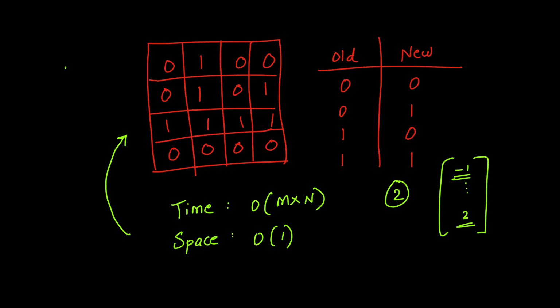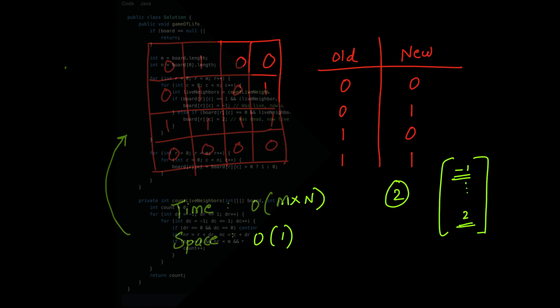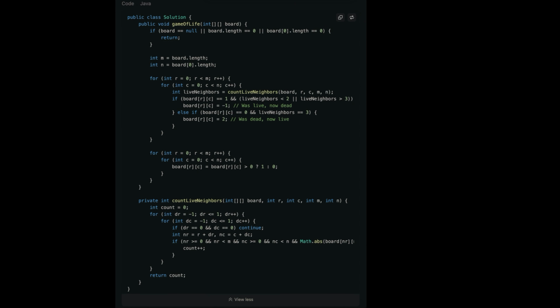Let me show you how we can implement this solution using Java. In the Java implementation, I'll be using this helper method count live neighbors, which will return the number of live neighbors for a particular cell in all 8 directions. In the main method, I have added a couple of validations to make sure that the board is not null and the length of the column and the rows are greater than 0. If any of the conditions are not met, we will not continue with the execution.